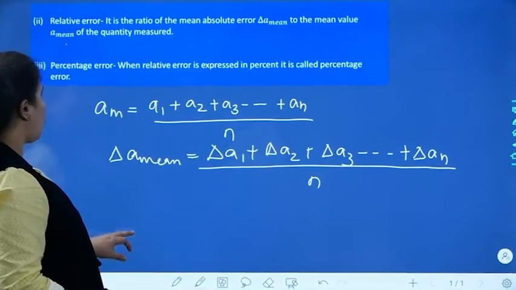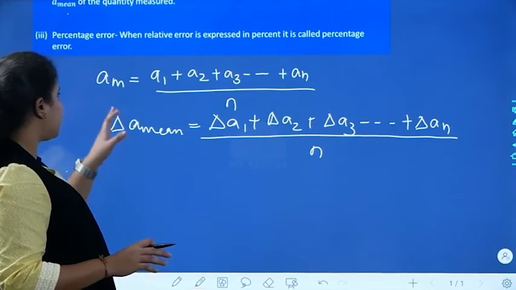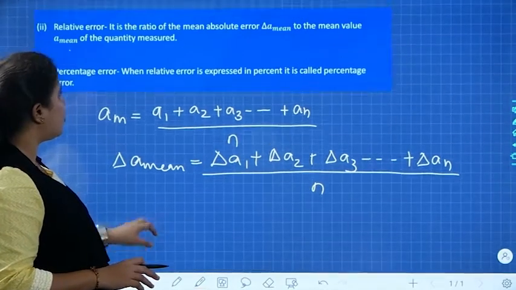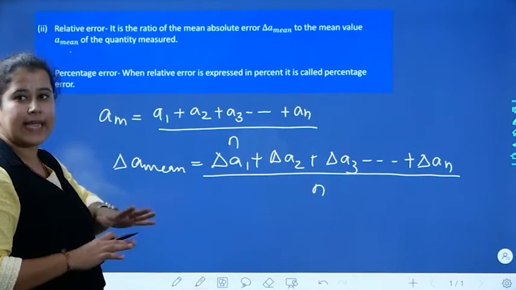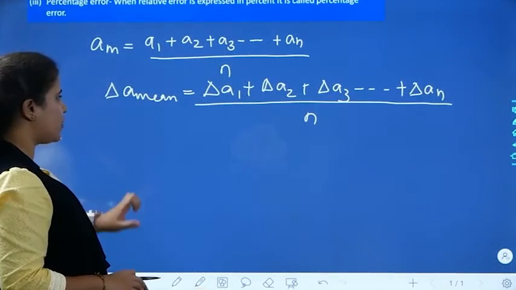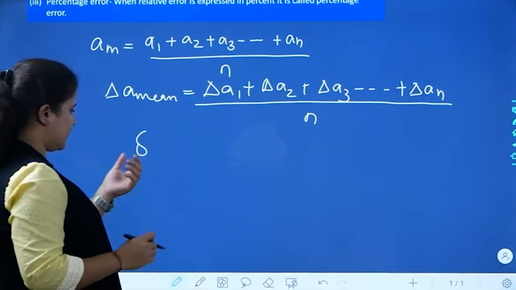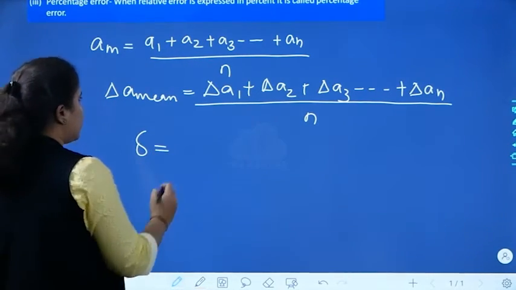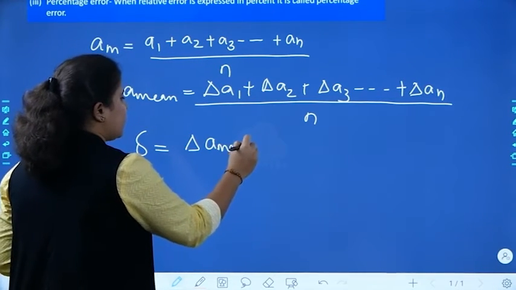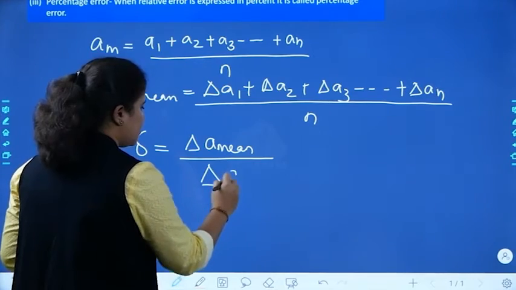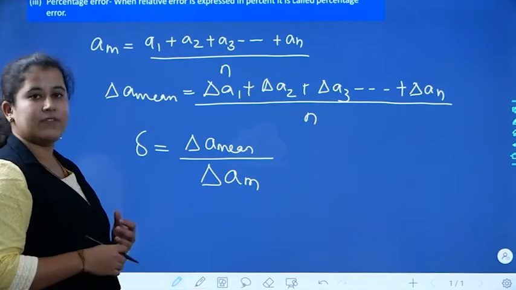So what is relative error by definition? It is the ratio of the delta A mean to the A mean. That ratio is given by the relative error, which is called delta, and that is equal to the absolute error value delta A mean to the true value. So this is nothing but the relative error.